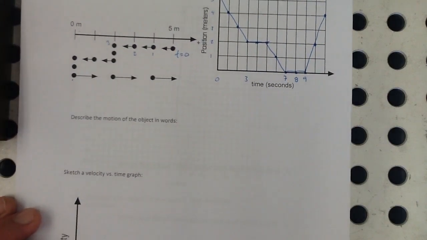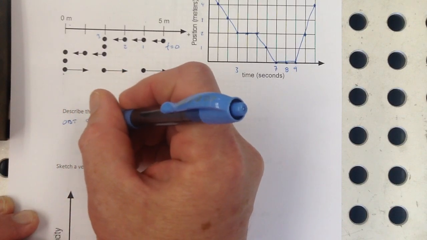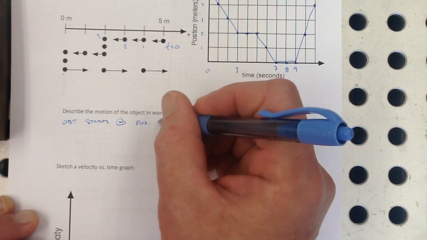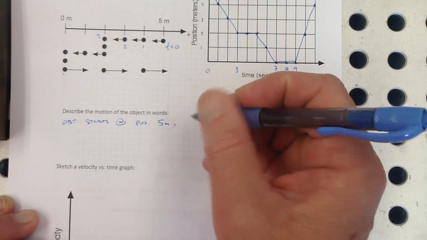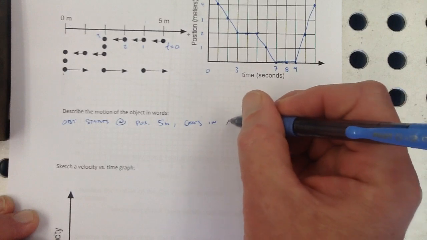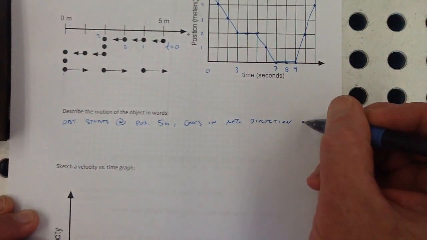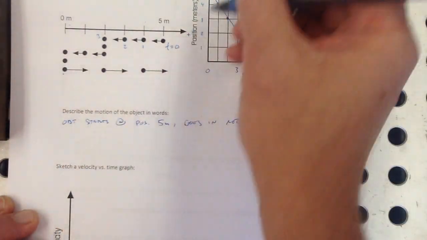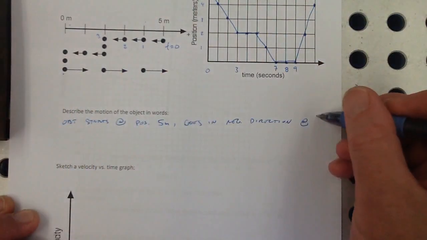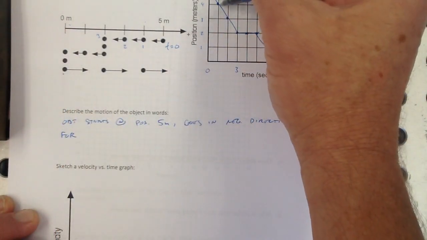Describe the motion of the object in words. Object starts at position 5 meters and then goes in negative direction at a speed of 1. That's the slope of this. You can see it's going 1 meter per tick at 1 meter per second. Does that for 3 seconds.